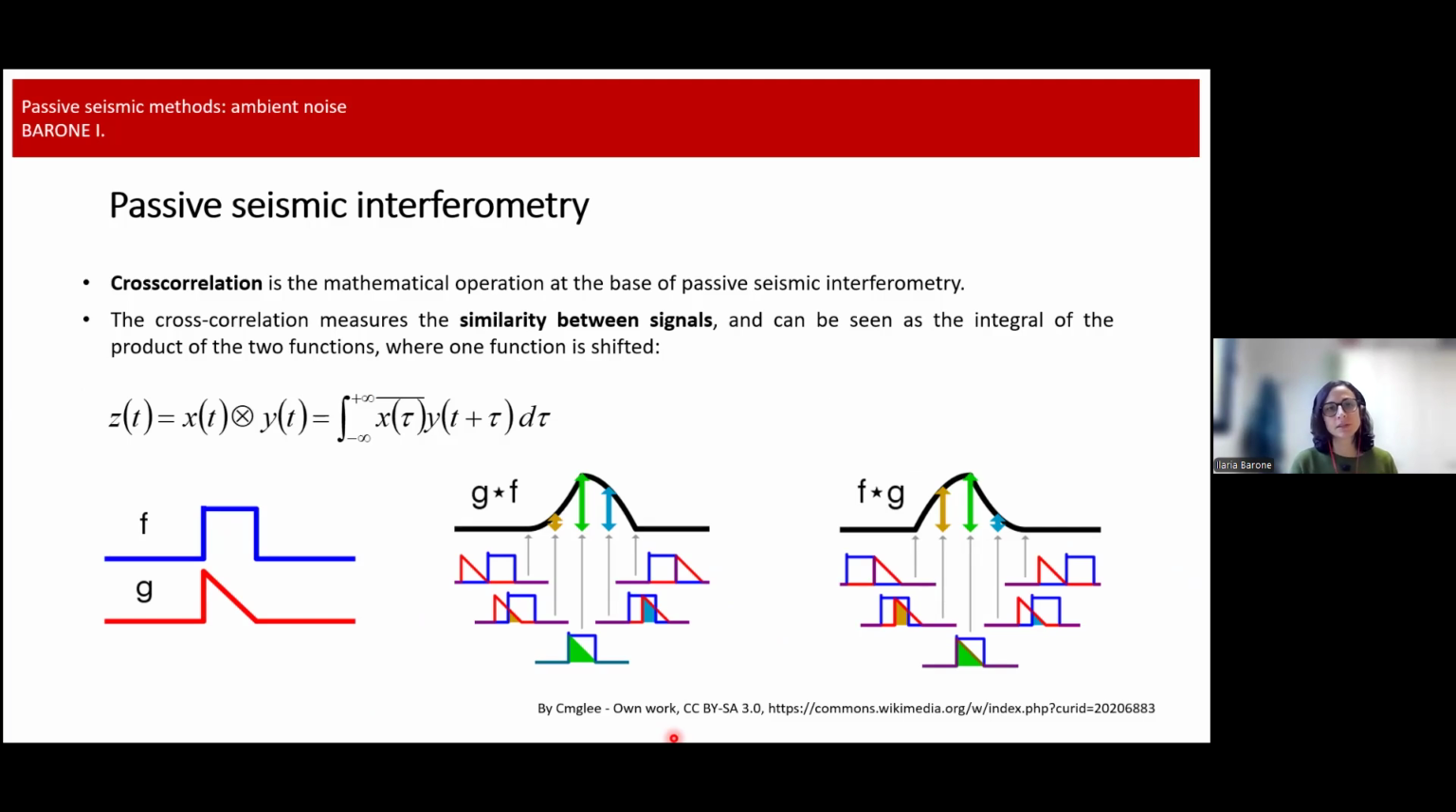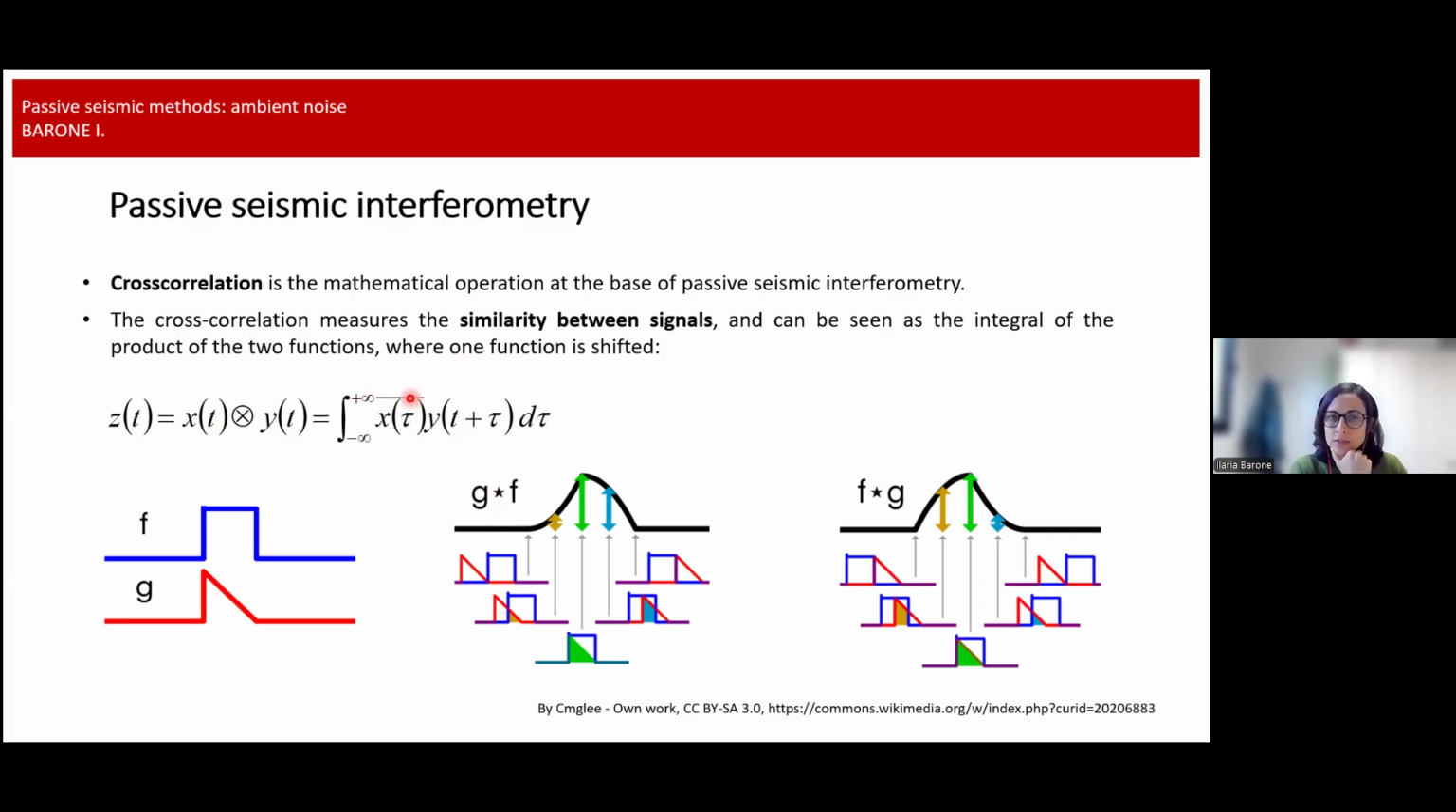But before introducing the technique, I need to introduce the concept of cross-correlation, which maybe some of you already know, but since it's the basis of all the interferometric techniques, it needs to be explained. Cross-correlation is a mathematical operation that combines two signals, and in particular it is used to measure the similarity between signals. From a mathematical point of view, it can be seen as the integral of the product of two functions, where one function is shifted in time.